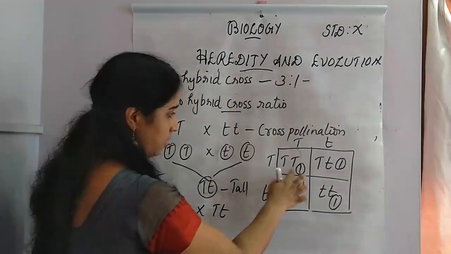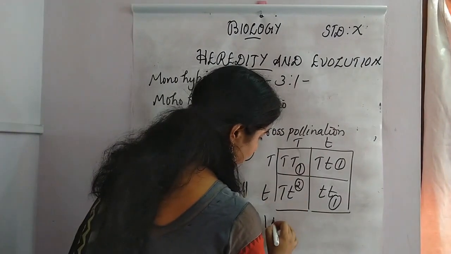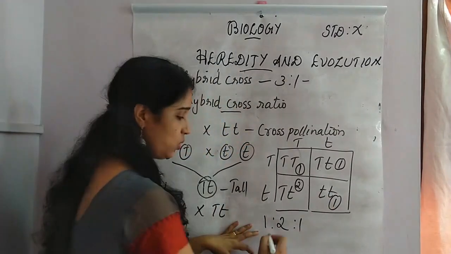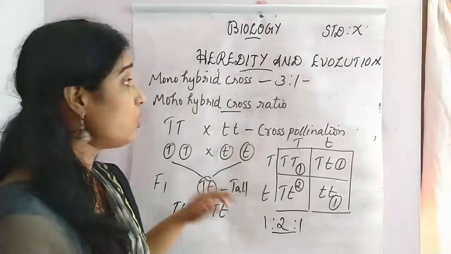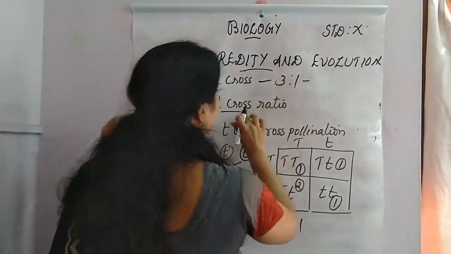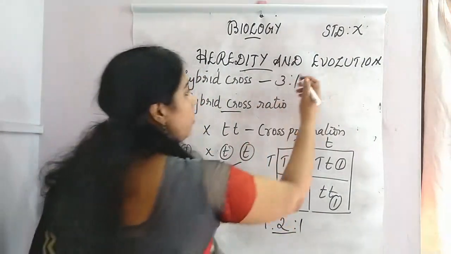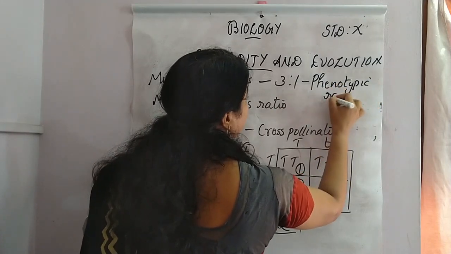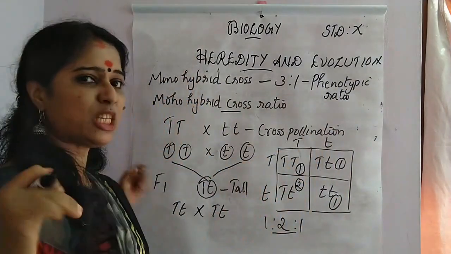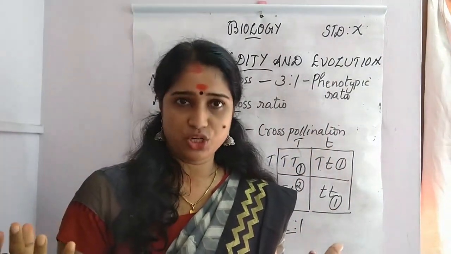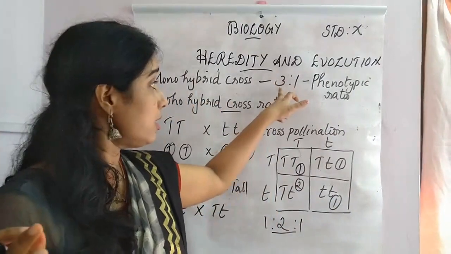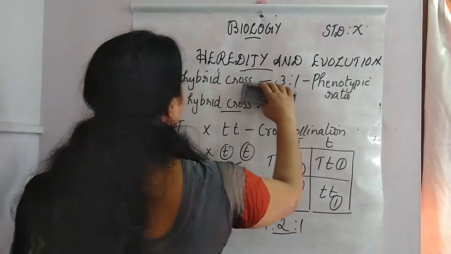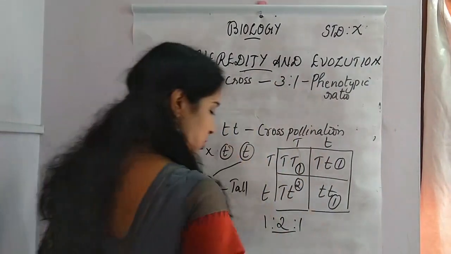So just observe the ratio. Capital T, how many are there? 1. Capital T, small t, how many are there? Tell me. 2. Then what about small t? 1. So what's the ratio? 1:2:1. Along with that, 3:1 we can call as what? Phenotypic ratio. Because it is the expressive ratio, it is known as the phenotypic ratio. Expressive character, that is the tallness. 3 tall and 1 dwarf. Then 1:2:1 is known as the genotypic ratio.